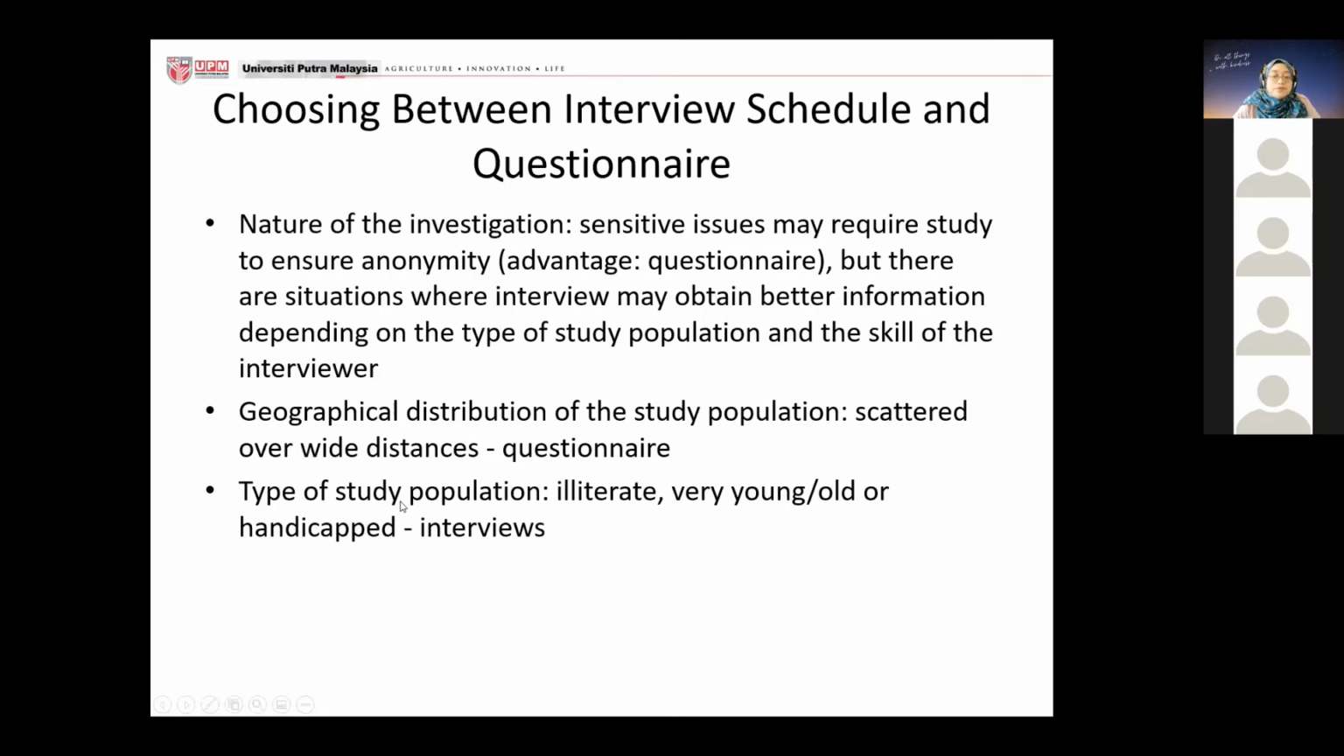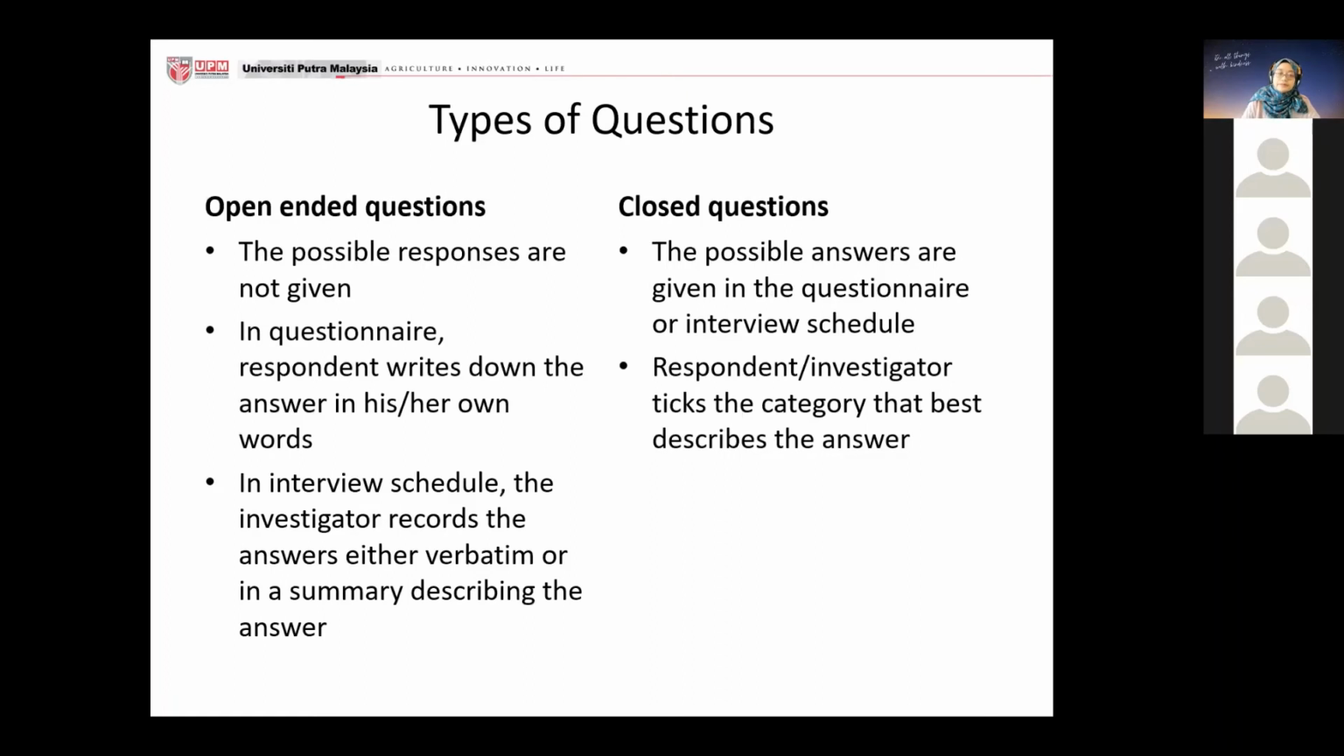And lastly, the type of study population, the population itself. If, for example, they are illiterate, they cannot read, or they are very young, or they are handicapped, then it's better to proceed with interviews, because in a questionnaire, you might have that limitation. Hope that is clear. So, very quickly, on the types of question: open-ended questions versus closed questions.